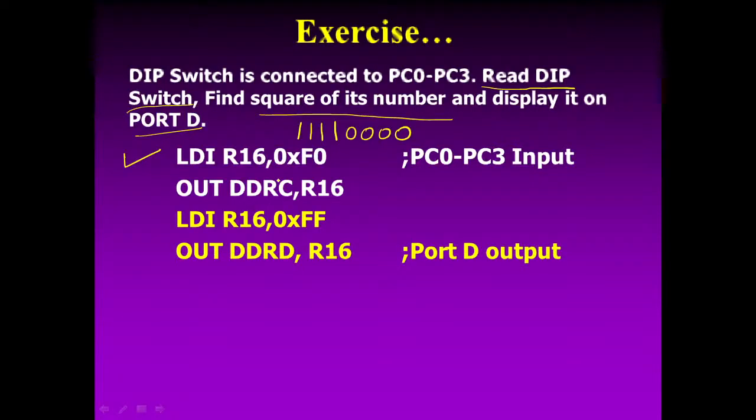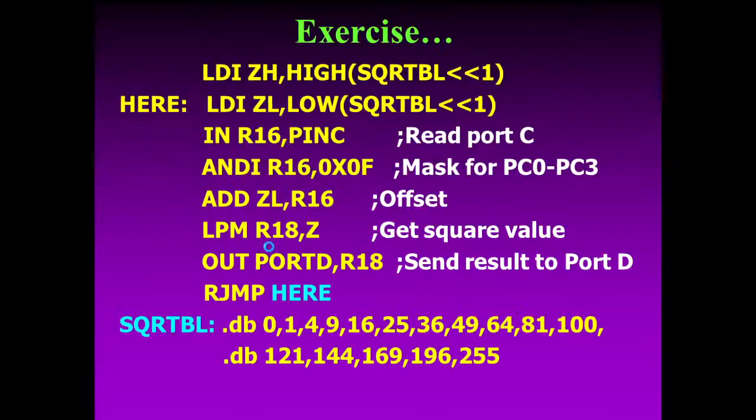Then LDI R16, 0xFF. Here we are making FF, that means all ones, because we want the entire port D as an output port. So FF is transferred to R16, and R16 is transferred to DDRD. DDRD is the data direction register for port D. After that initialization, we will load the Z pointer with the square table, SQRTBL.